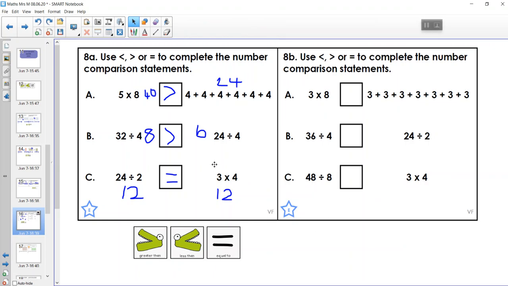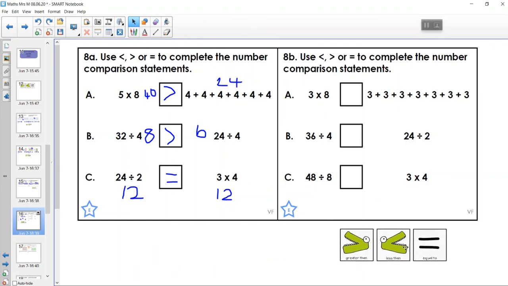Okay, here's one for you to have a go at. Remember, do the same again. Pause the video to have a go.